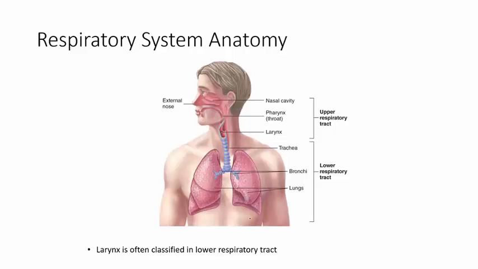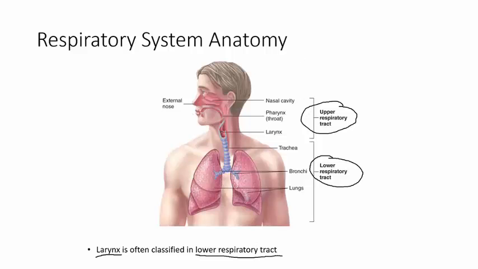So when we're looking at the respiratory system, this is the basic anatomy. We can divide it into the upper respiratory tract and the lower respiratory tract. Depending on which textbook you're reading, the larynx can be put in either of those. It's often, and I will classify it as a lower respiratory tract structure.